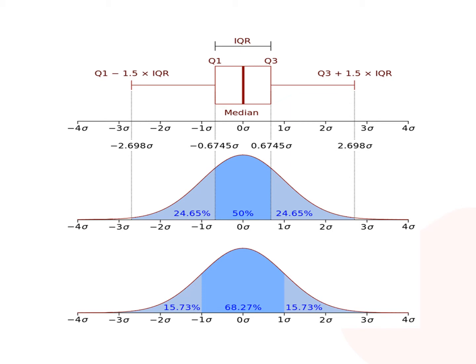Then we have the value of your interquartile range. Very easy. We just need to get the difference between the quartile 1 and quartile 3 values for our interquartile range.